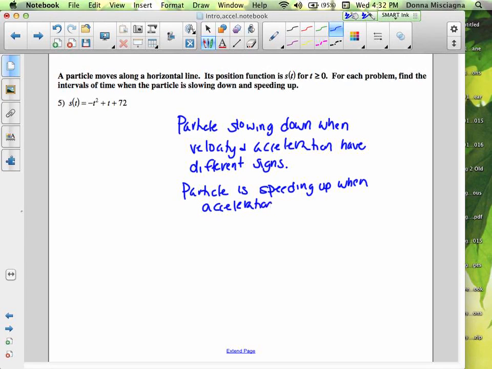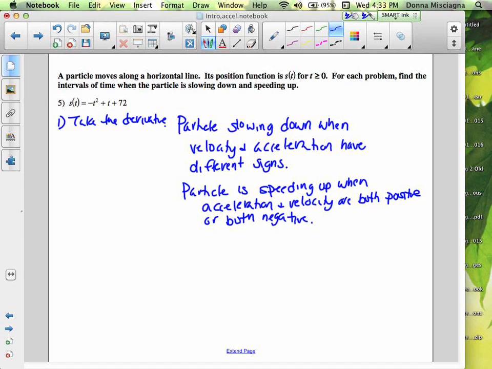So the particle is speeding up when acceleration and velocity are both positive or both negative. So our first step, number 1, is to take the derivative. Okay. And the derivative will be our velocity function. And so the derivative of negative t squared plus t plus 72 would be negative 2t plus 1.